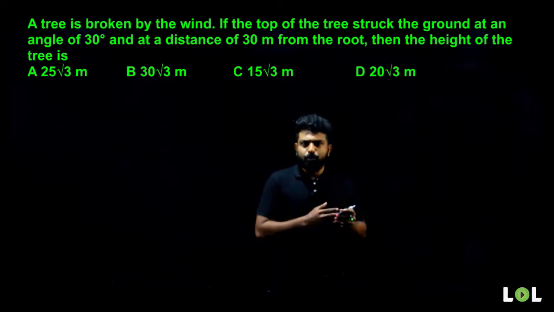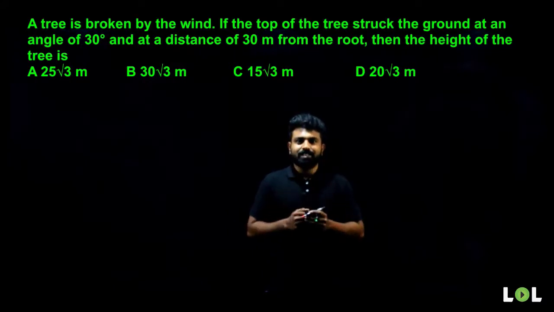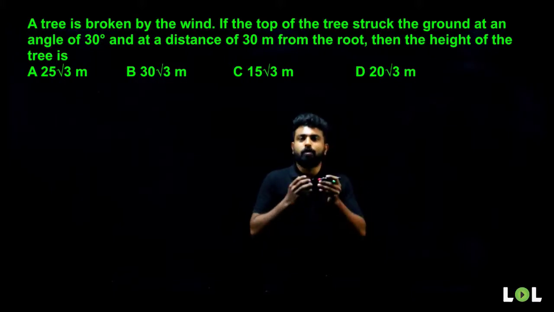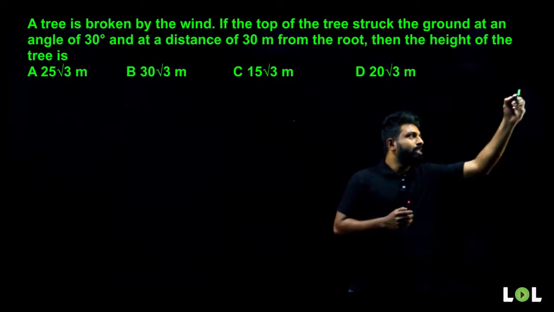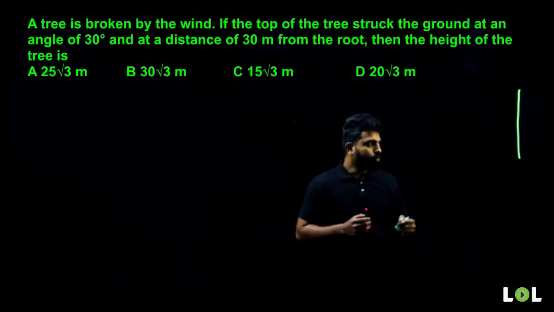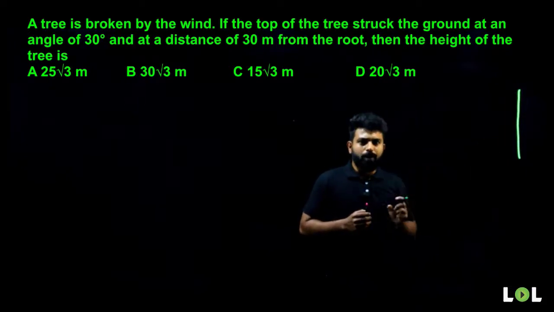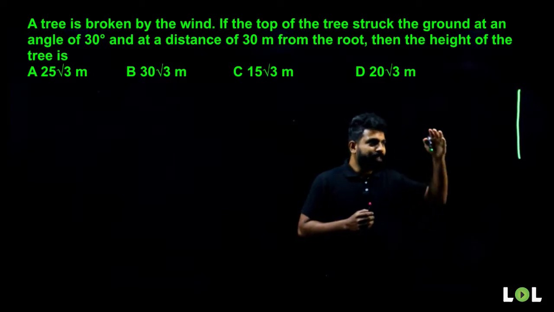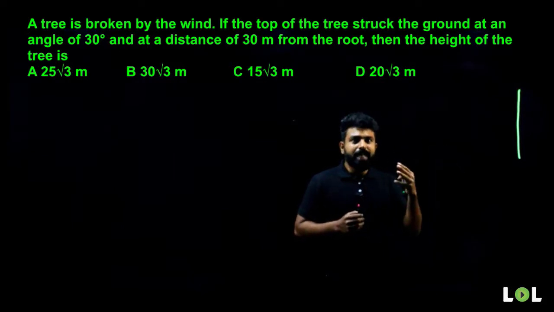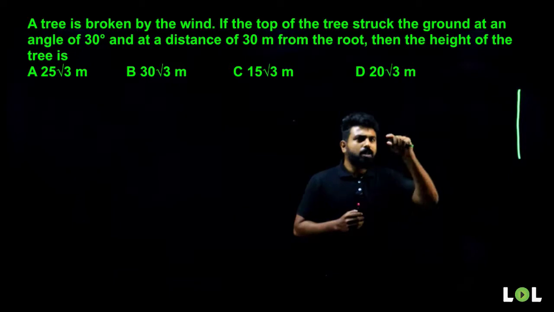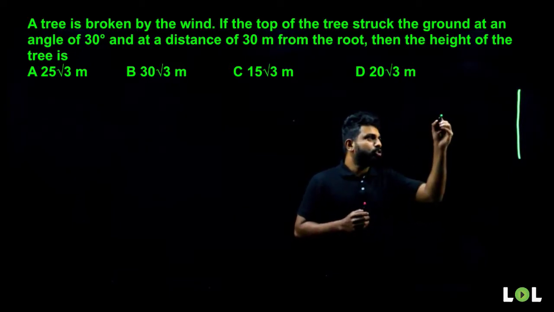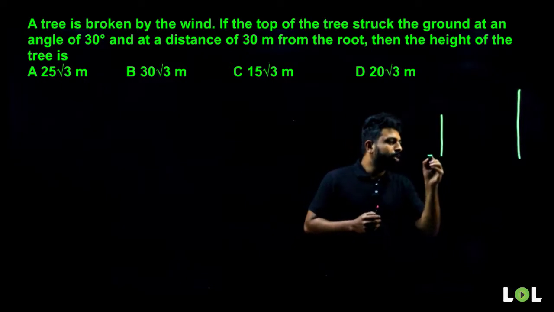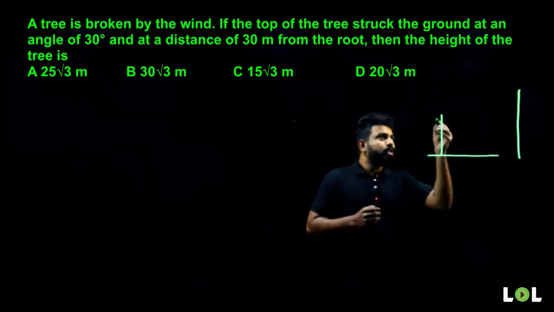So how do we start the problem? As I told you in heights and distances, the first thing we need to do is represent the question in the form of a diagram. So there was a tree. Let me consider this as my tree here. What happened was it broke due to the wind. Then it is touching the ground at an angle of 30 degrees, meaning it is not completely broken, but broken to some extent. So how do I represent that? Let me take this as the ground level. So the tree is broken here.